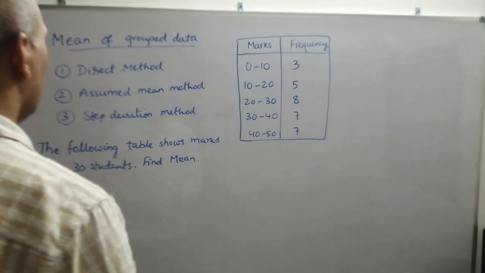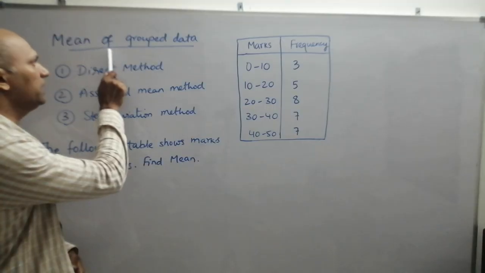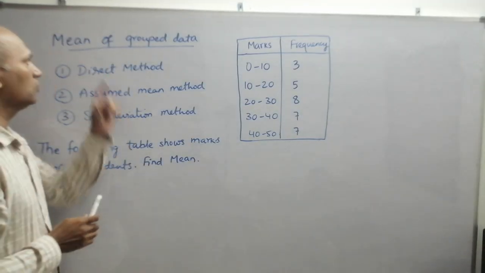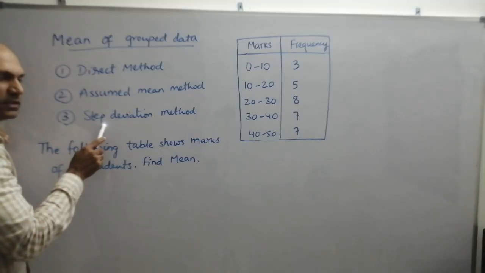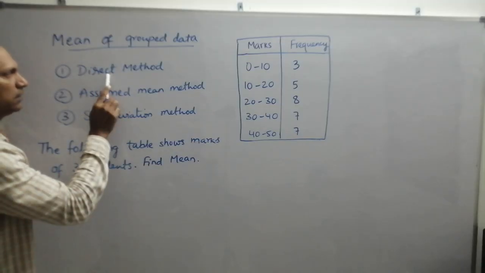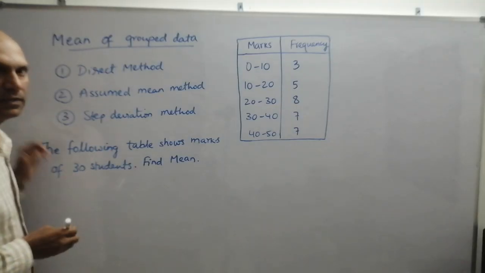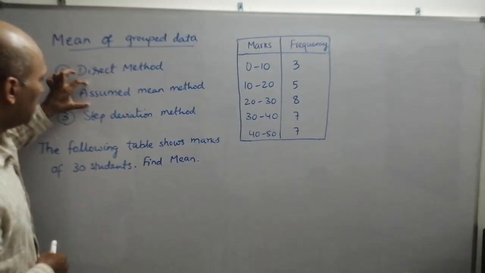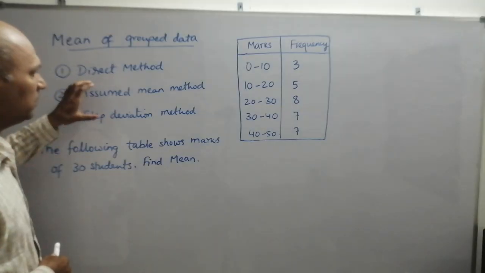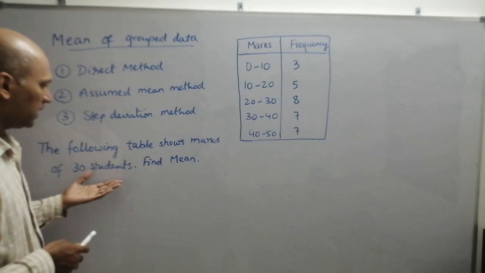Hi students, in this video let us learn about mean of group data. How to find mean of group data? There are three methods to find mean of group data: direct method, assume mean method and step deviation method. In this video we'll learn the direct method. Assume mean method and step deviation method we will learn in future videos. Okay. I have a small example here.